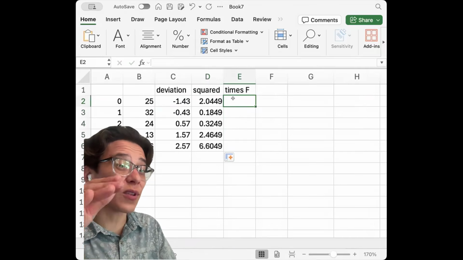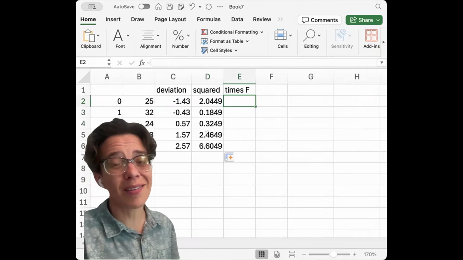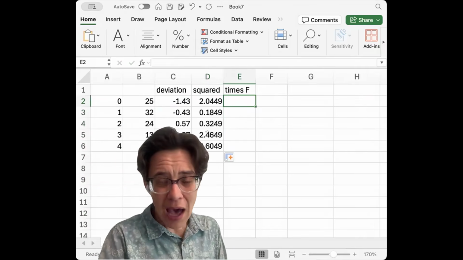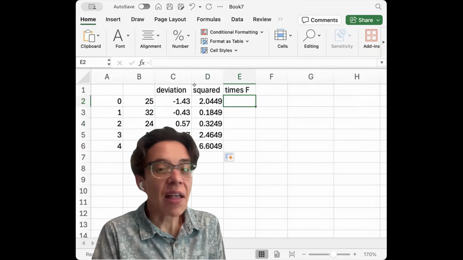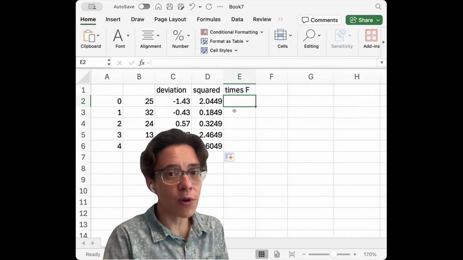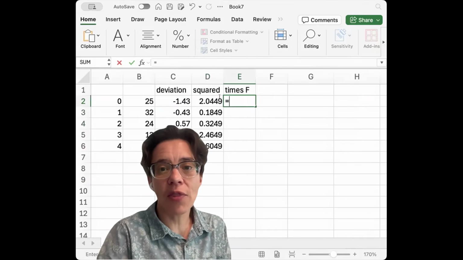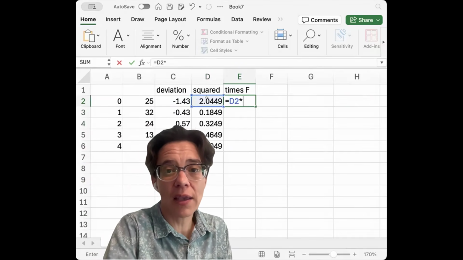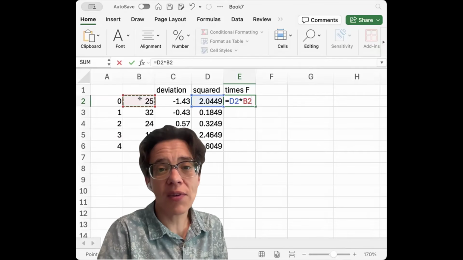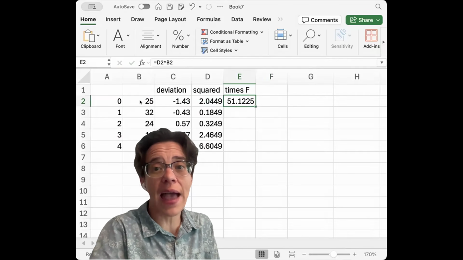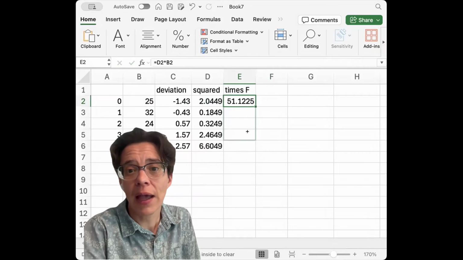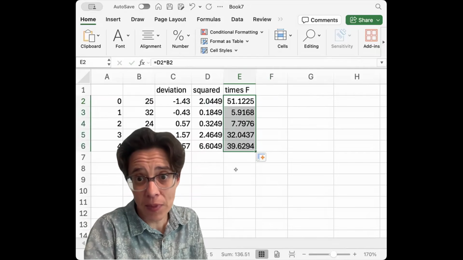This is another reason why doing some of this in a spreadsheet can be nice, because it's a pain in the butt to write it all down. But as long as you understand the steps that you're doing in the order you're doing them in, you're okay. And then here we do the squared value times the frequency. So this is the squared deviation times the frequency for that x value that you made it from. And we end up with this.